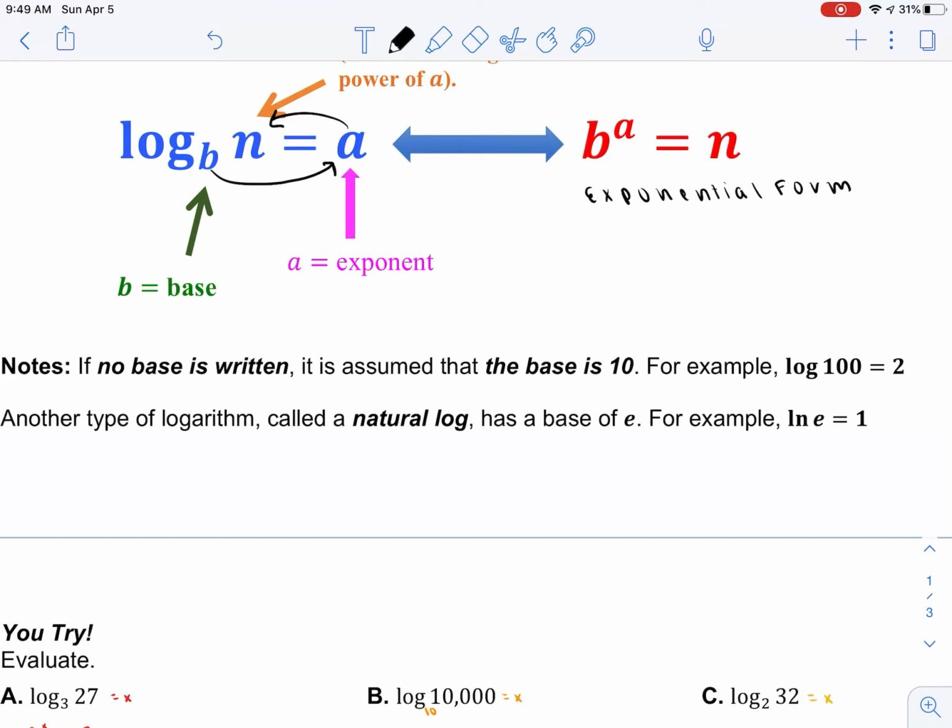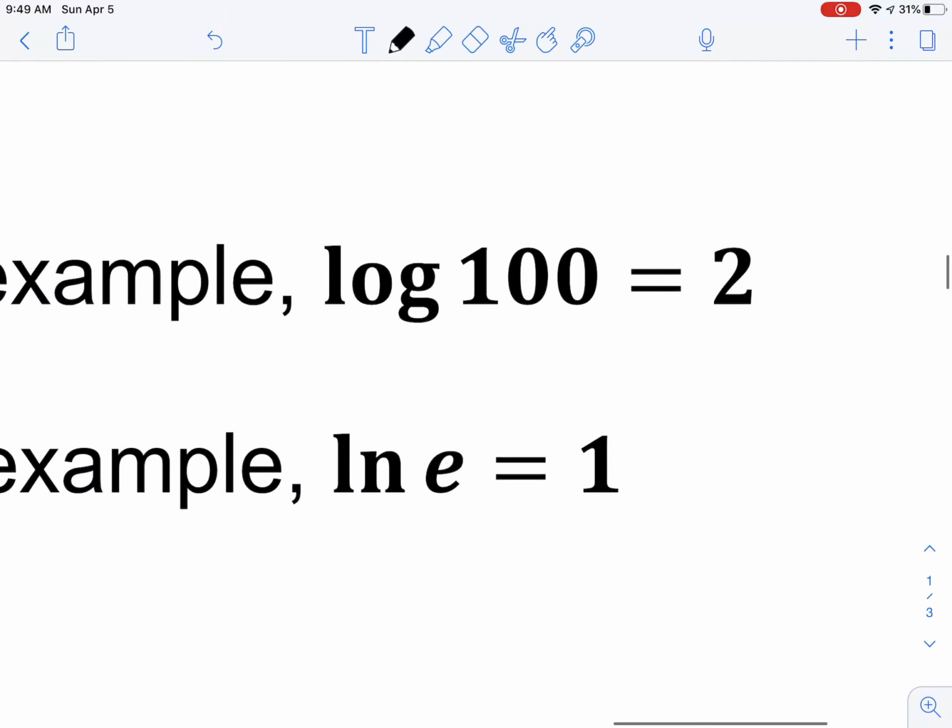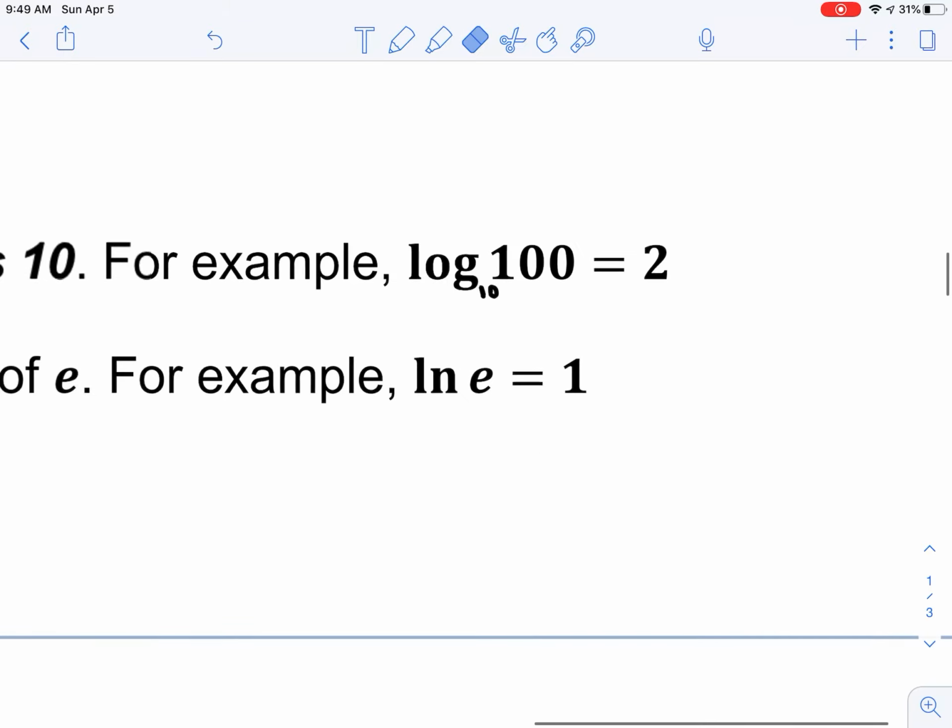Now, if you are ever given a log and there's no base written out, the base is 10. So I always remember this because this kind of looks like a 10, right? Can you see a 10 there? So if there's no base number, you can fill in a little base number of 10.